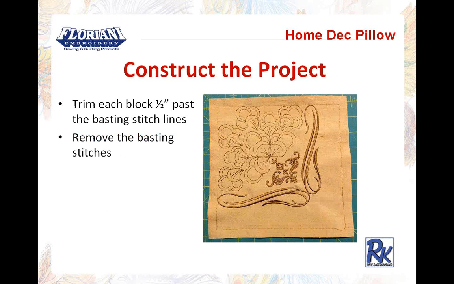All right. Once you've stitched out all 4 blocks, you want to trim each block 1/2 inch past the basting stitch lines to create our seam allowance and remove the basting stitches. Now, if you want, you can trim the stabilizer away from the back, or you can just leave it in place. I'd prefer you just leave it in place. There's no real reason to trim it. It's very, very light. No one will ever feel that it's there. So why take an extra step when you don't need to?